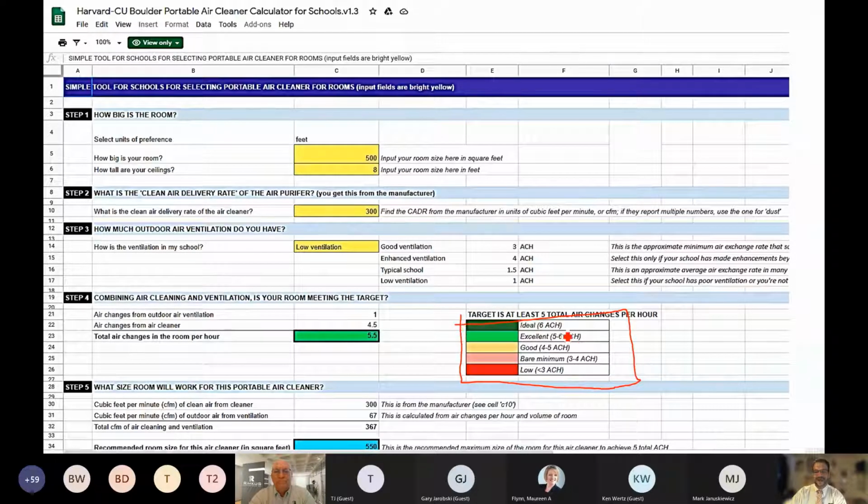The ideal ranges of the air changes per hour: 5 to 6 is excellent. What we're trying to do is scrub the particles out of the air.